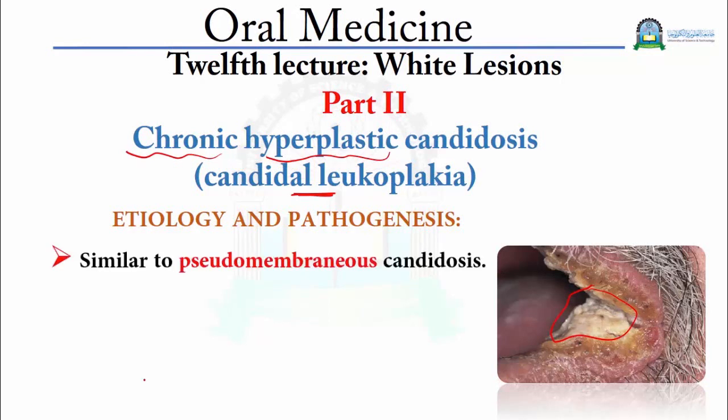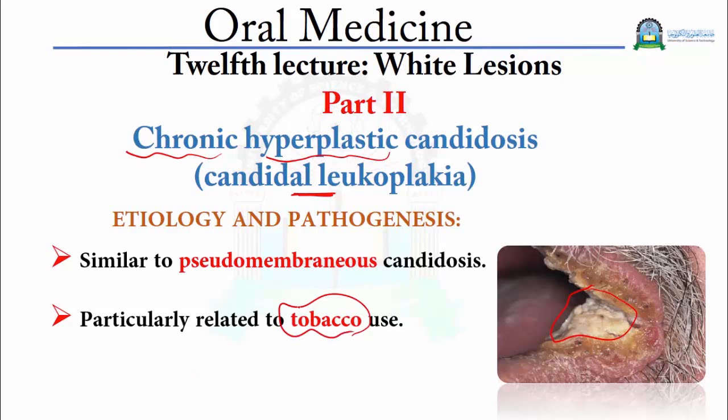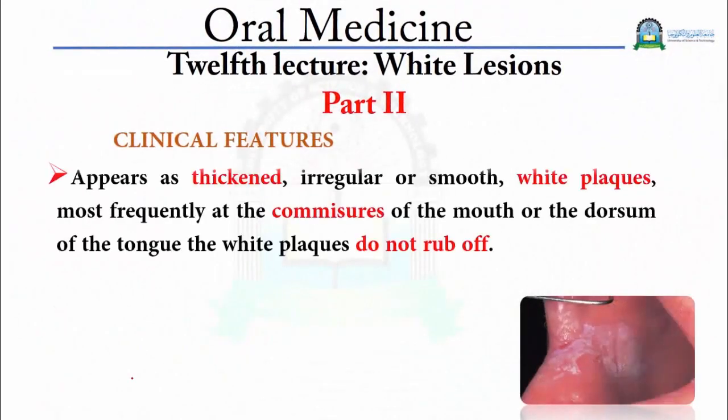The etiology and pathogenesis are similar to Pseudomembranous Candidiasis and particularly related to tobacco use. So those patients commonly practice smoking or a chewable tobacco habit. Clinically, Candida Leukoplakia presents as thickened, irregular or smooth white plaques, as we see in the clinical picture, most frequently at the commissures of the mouth and the dorsum of the tongue.